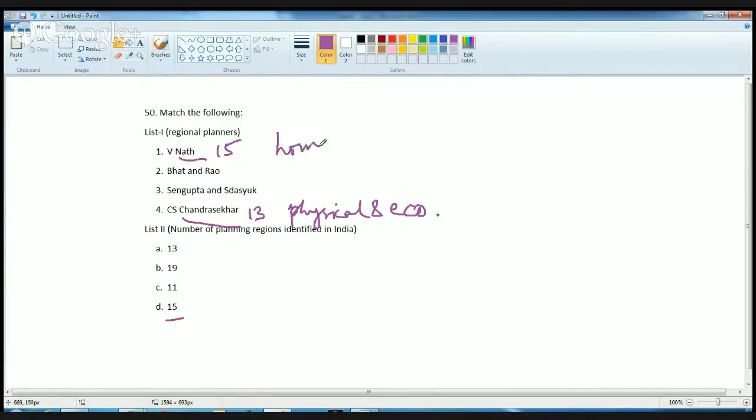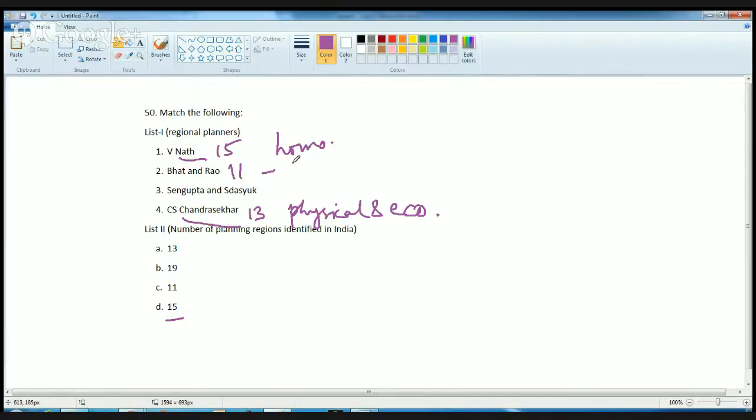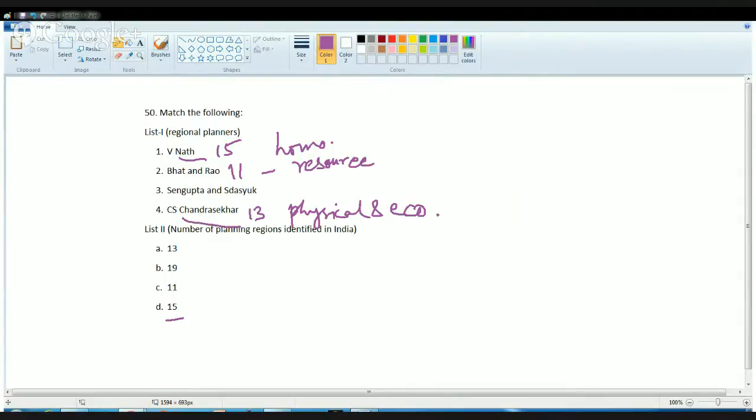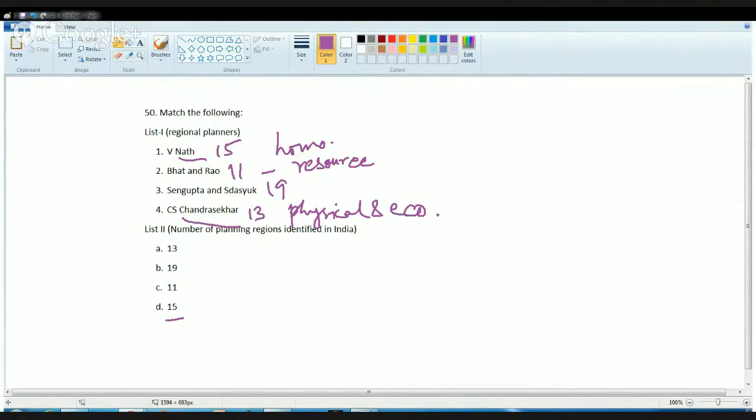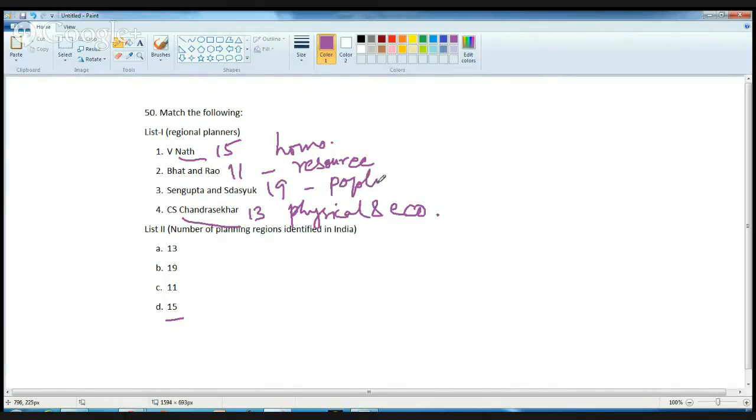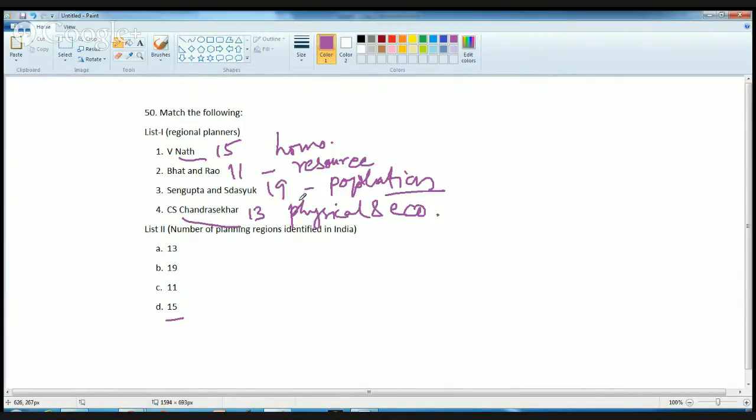His concept was homogeneity of land. Then you have Bhatt and Rao. He gave 11 regions, and those were based on resource development. The next is Sen Gupta. He gave 19 sub-regions, and these were basically based on population resource. So these are the basic regions given by various scholars for planning.